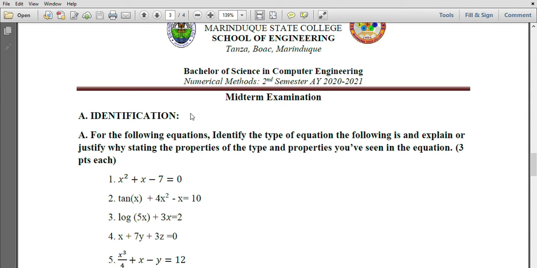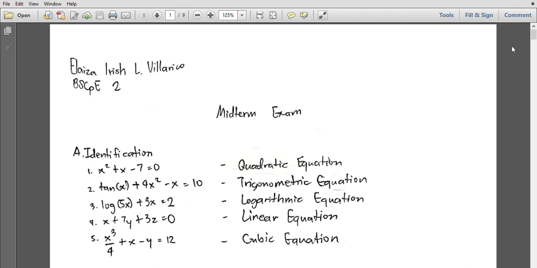Letter A, Identification. For the following equations, identify the type of equation the following is and explain or justify why. State the properties of the type and properties you've seen in the equation.